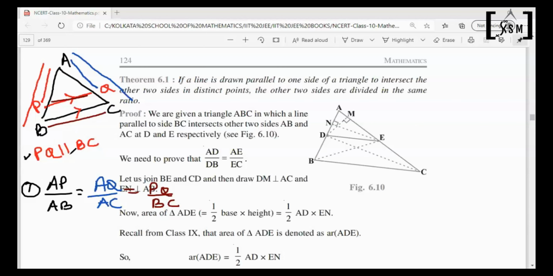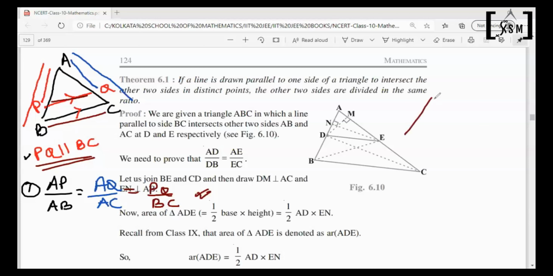Again repeating, if in any triangle ABC, you draw a line PQ which is parallel to BC, then we can always say these things. Point number one about the side ratios. We are not saying anything else. We are just taking the three different side ratios of these two triangles.